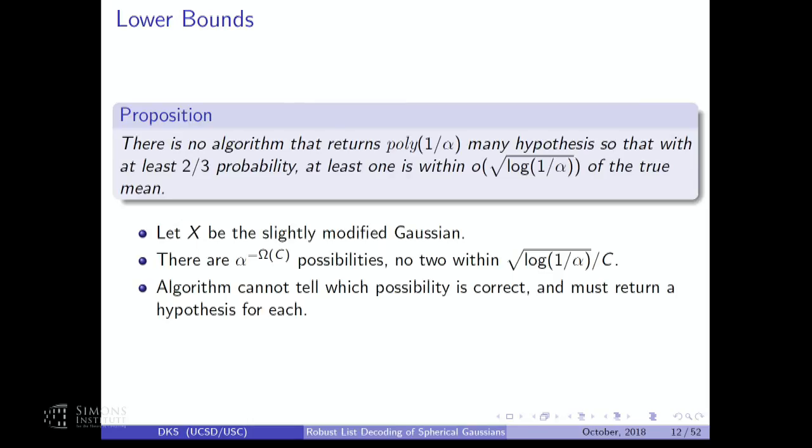Yeah? No dependence on the dimension? This, I guess, assumes that the dimension is big enough. But the dimension probably only needs to be something like log 1 over alpha for this to work. I'm asking, if alpha is fixed and the dimension grows, can't you hide more and more hypotheses? Well, you might be able to. I didn't see an easy way to manage that, but that seems very plausible.